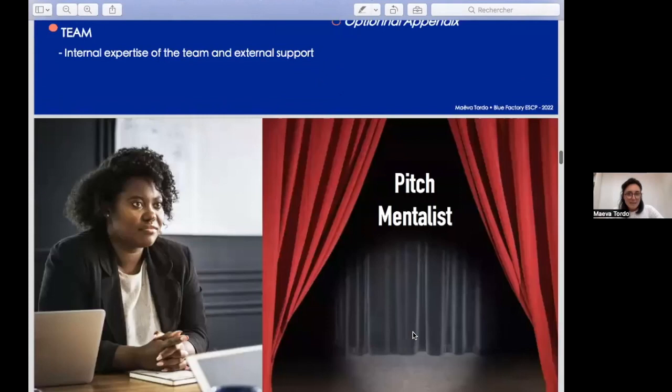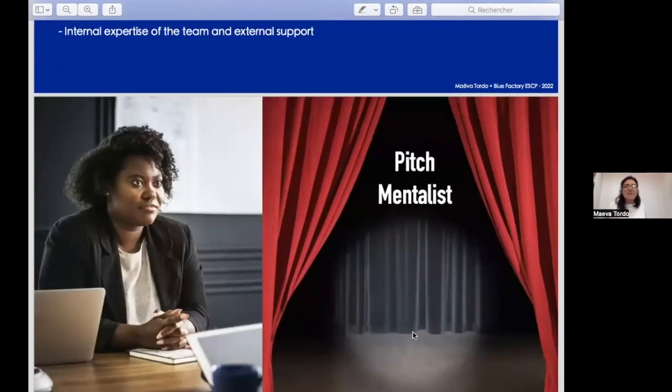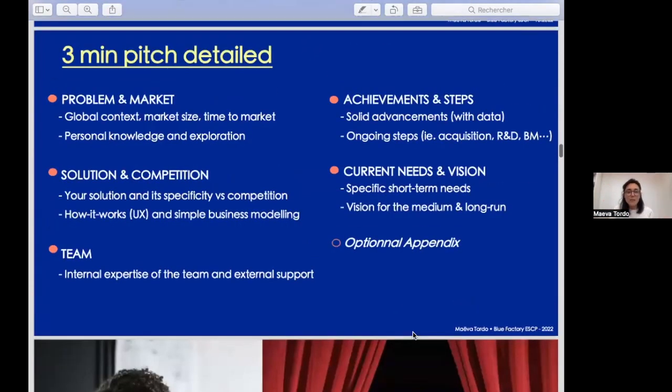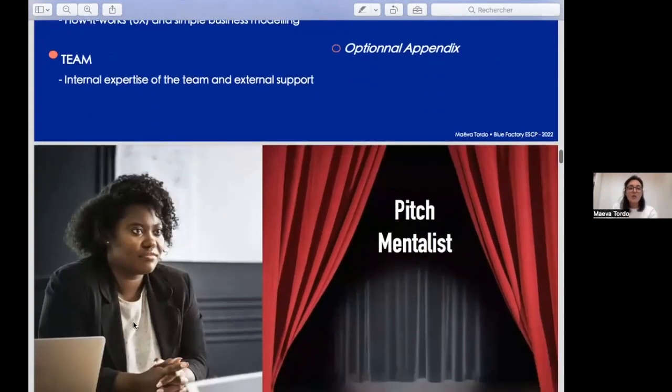About the pitch mentalist, I will go fast because it is fast, but it's just a last way for you to really understand why this list that I just explained, why do we need those elements? What is the connection between this list in a pitch and the reality of the experience of listening to someone's project?